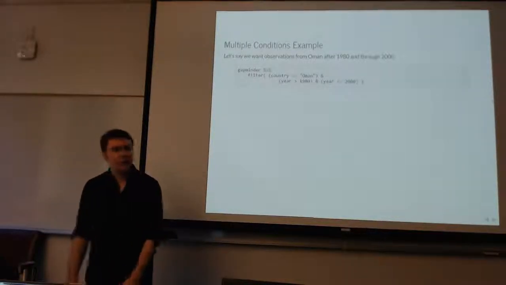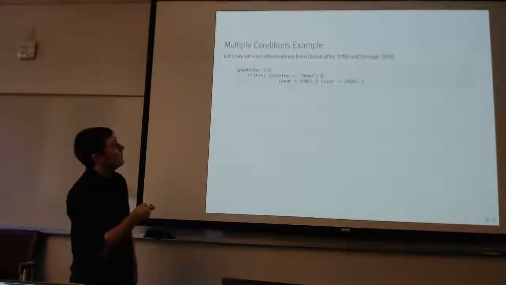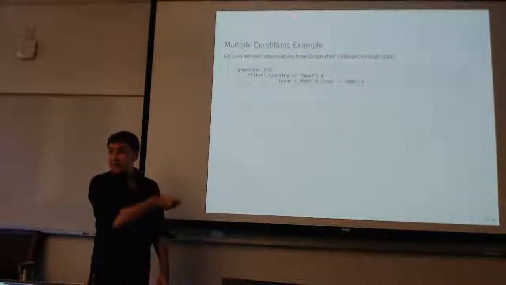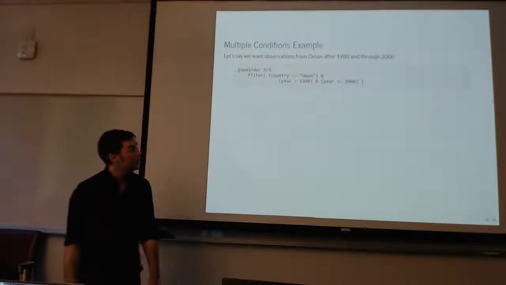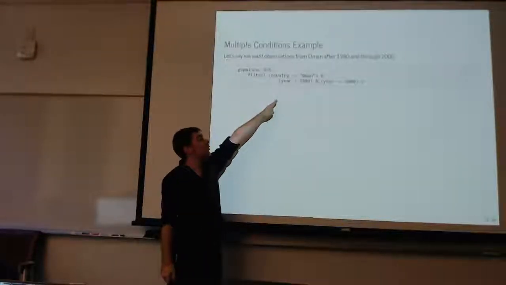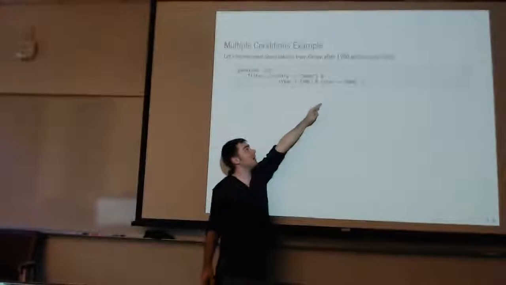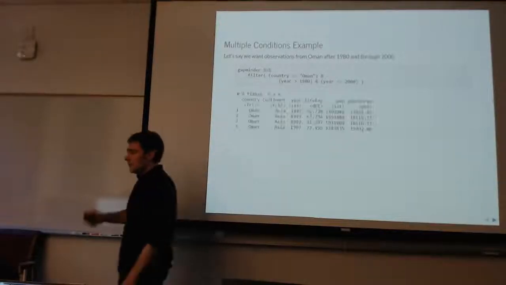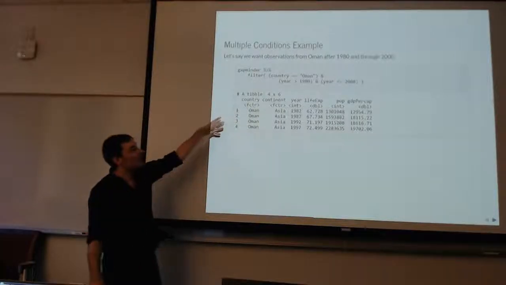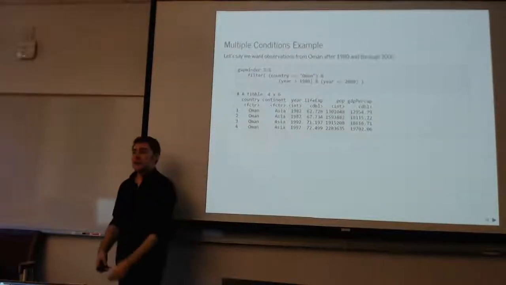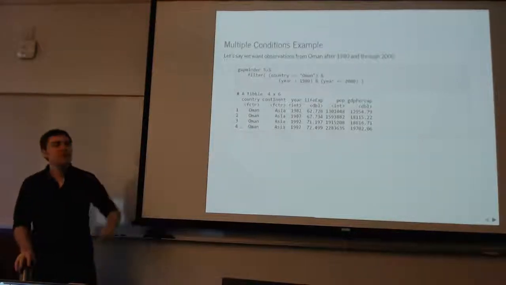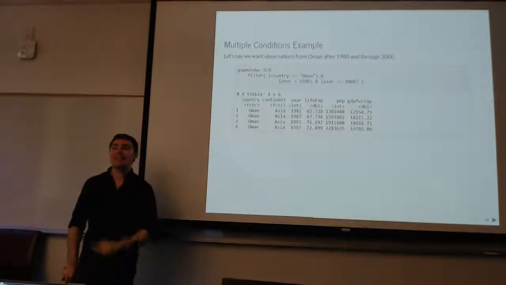Could do something like this. Gapminder, pipe, and you see how I went to a new line? If you break after this pipe operator, it'll just keep running the code lower so you can space your code out. Filter, country equals Oman, and year greater than 1980, and year less than or equal to 2000. These are the data you get. You get nothing but the observations for Oman, and only the ones of the years after 1980 and before 2000. So you can string these conditions together to get exactly what you want.